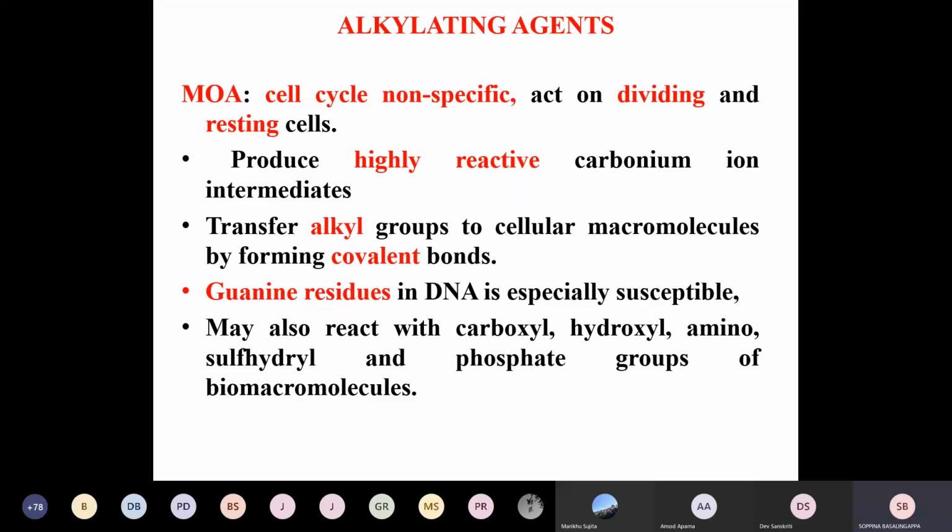As a result, the DNA precursor, the guanine residue, is more susceptible. As a result, there is no synthesis of nucleic acid. These drugs may also react with carboxyl, hydroxyl, amino, sulfhydryl, and phosphate groups of biomacromolecules. They not only act on carbonium, they can also act on carboxyl, hydroxyl and other macromolecules.